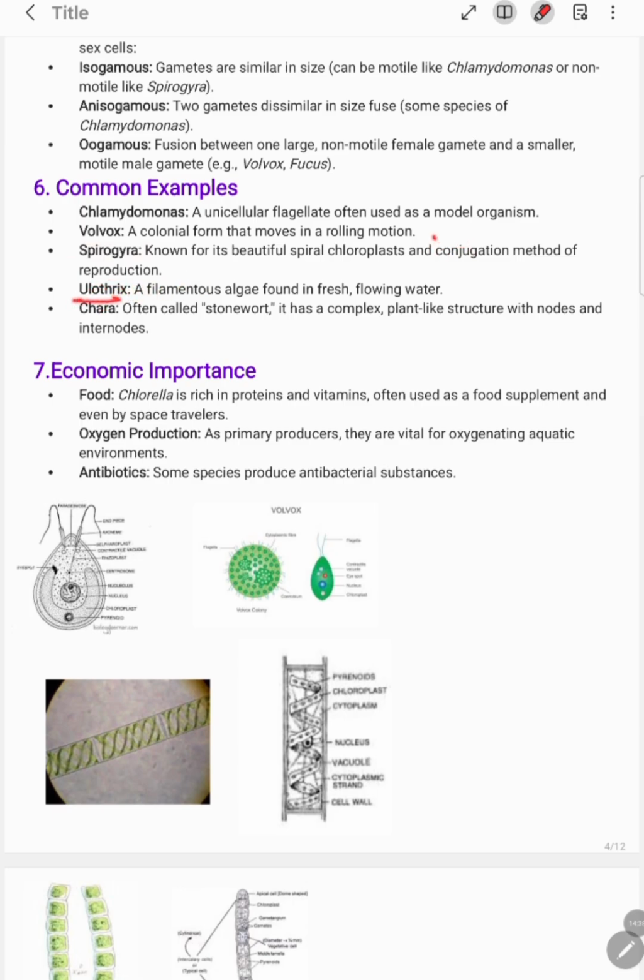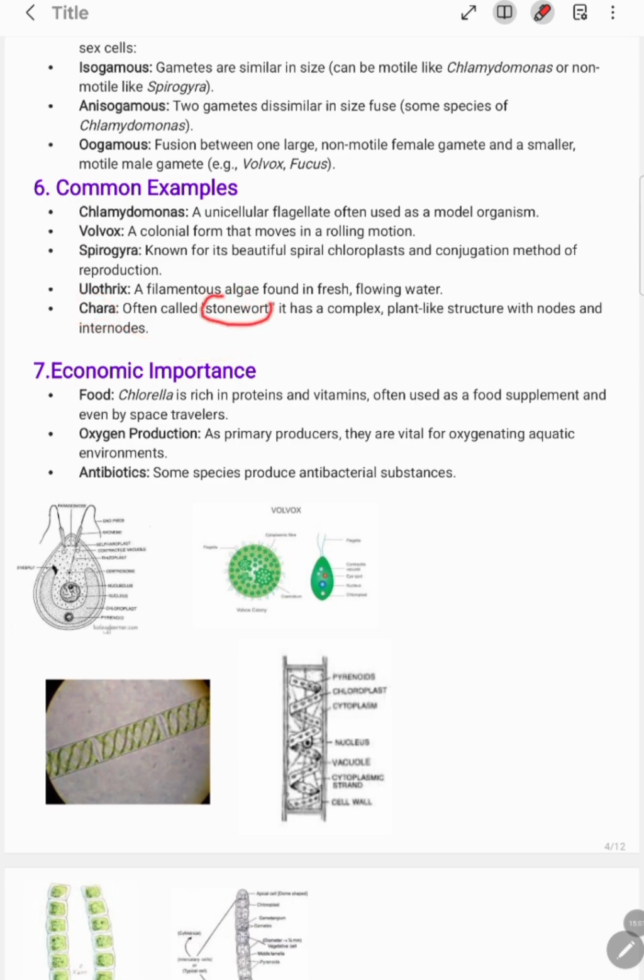And an important point to remember, they use the conjugation method of reproduction. Then the Ulothrix. It is a filamentous alga which is found in fresh water, and the water is in a flowing state. Another is Chara. Another name of Chara is stonewort, okay.